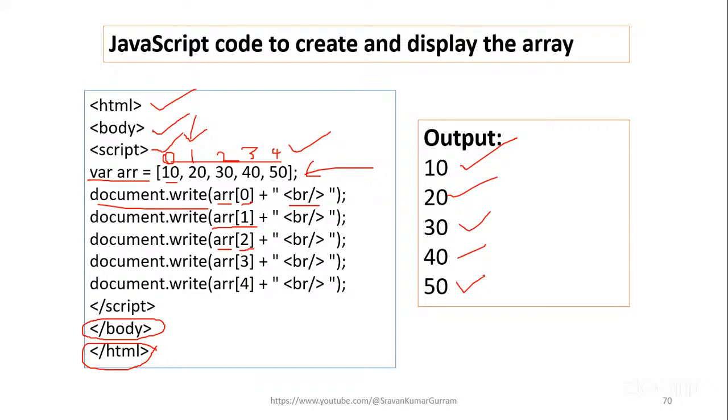Then close the script tag, body tag, and HTML tag as usual. If you run this code, you will get the output 10, 20, 30, 40, 50. As we are observing here, we are getting the output.